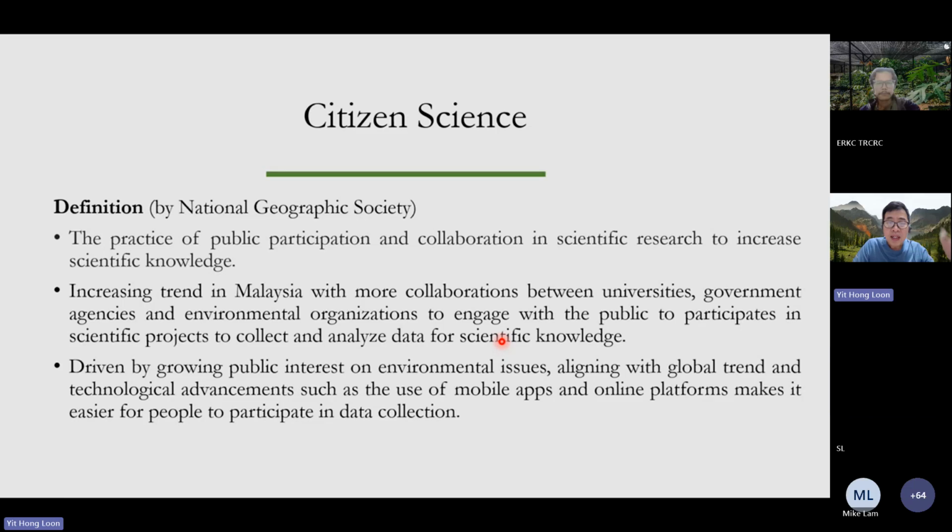This increasing trend is driven by growing public interest in environmental issues and technology advancements, such as the many mobile apps and online platforms now. These technology advancements make it easier for people to participate in data collection. The data can contribute to science exploration by scientists and researchers. So this is what citizen science is.